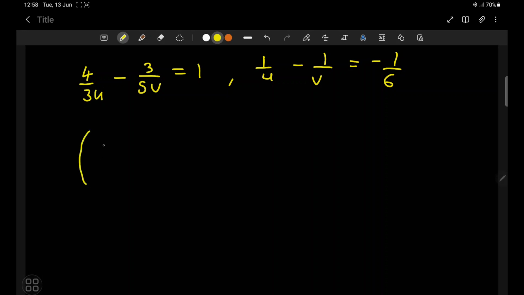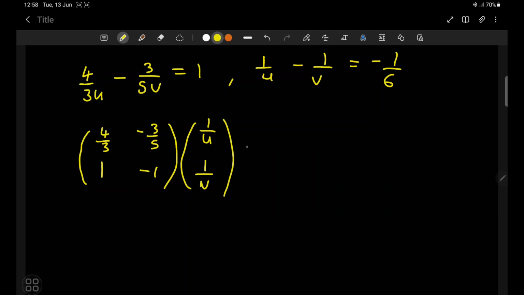So the first element is 4 over 3, then we have 1, then we have negative 3 over 5, and we have a negative 1. Then for the variables, we maintain them in fraction form, so 1 over u and 1 over v, and then this is equal to, so we have 1 and negative 1 over 6.